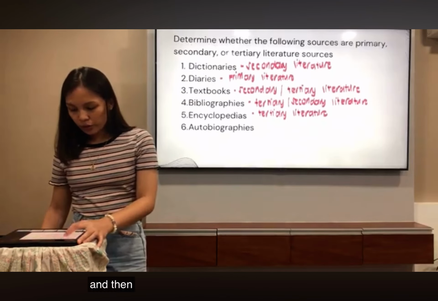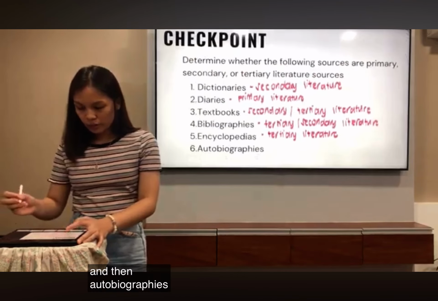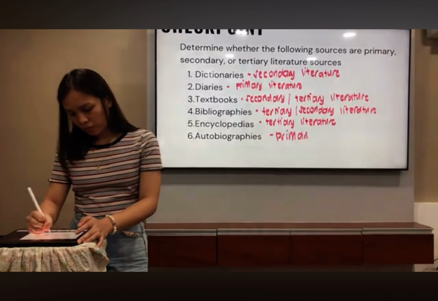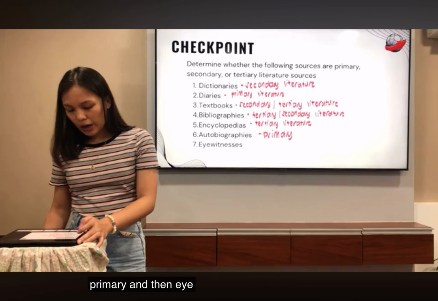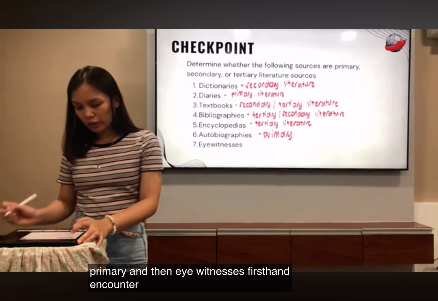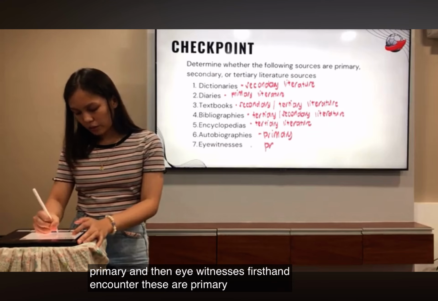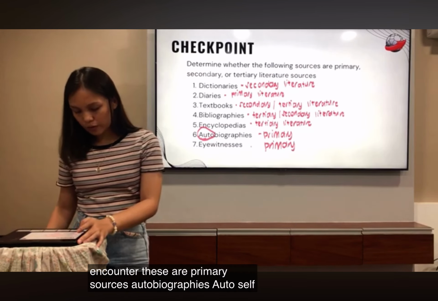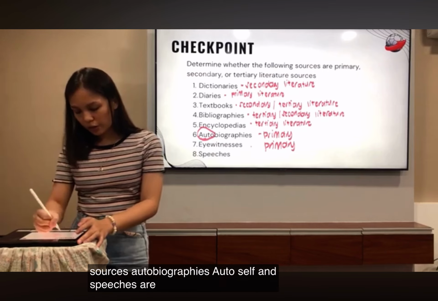And then autobiographies. This is primary. And then eyewitnesses, first-hand encounter. These are primary sources. Autobiographies, auto means self, diba? And speeches are primary.